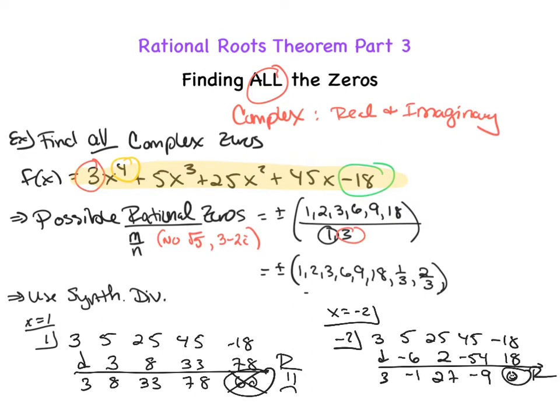That means a lot. That means that x equals negative 2 is one of the zeros of our polynomial. That also means that we can start using this much smaller polynomial to do our further work. Okay, so let me erase this screen and we'll start from there.